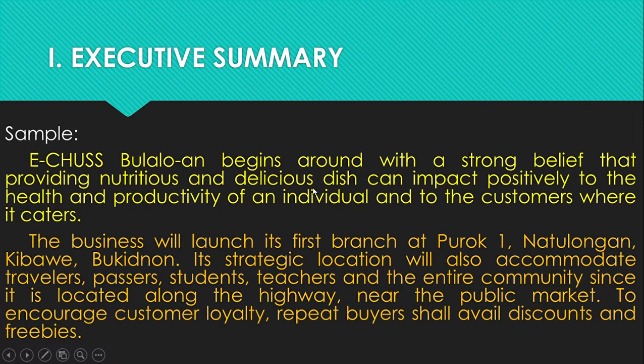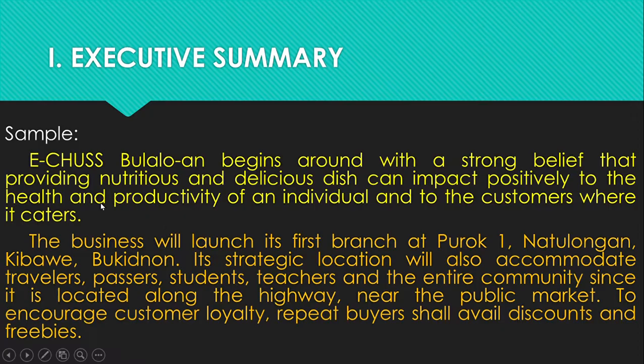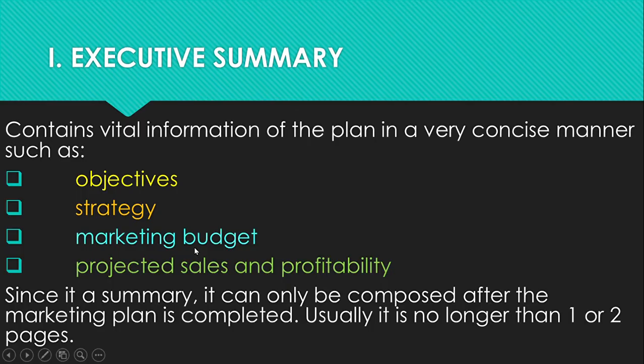Okay, so the second paragraph of the executive summary will be the strategy. Okay, so this is our strategy. So the business will launch its first branch at Purok 1, Natulungan, Kibawe, Bukidnon. So its strategic location will also accommodate travelers, passersby, students, teachers, and the entire community, since it is located along the highway near the public market. So to encourage customer loyalty, repeat buyers shall avail discounts and freebies. So this is my strategy.